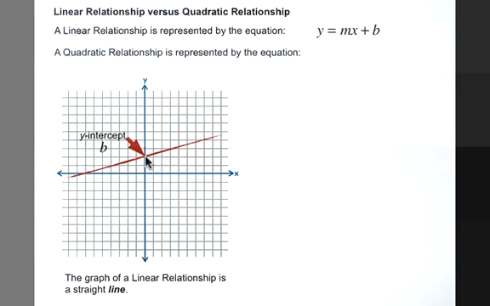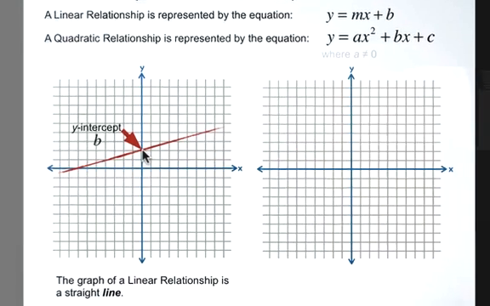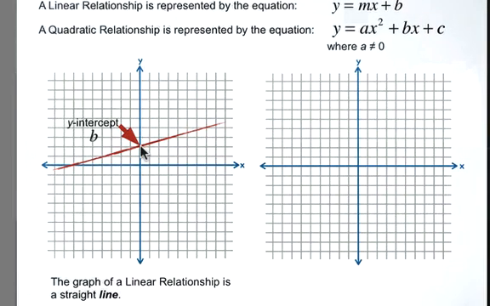A quadratic relationship is represented by the equation y equals ax squared plus bx plus c, where a is not equal to 0. This is important because if a was 0, it would cancel out the x squared. If this was cancelled out, we would be left with bx plus c, which looks like the equation mx plus b, which would be a linear relationship.